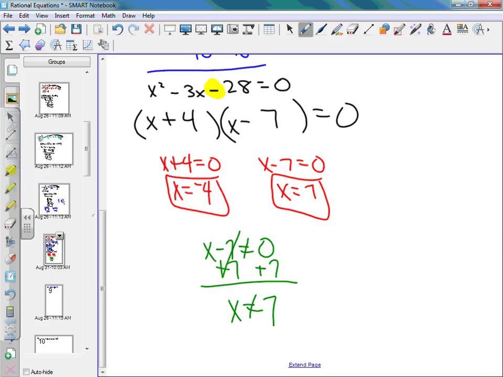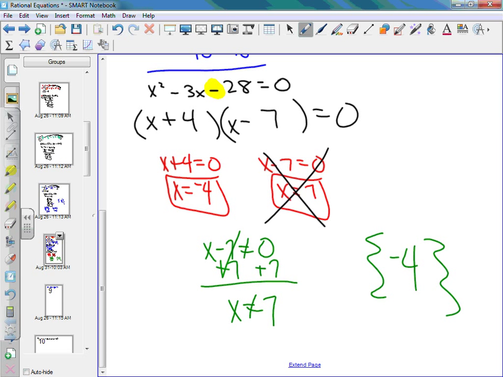Okay, add 7. That's what I got for it. And x cannot equal 7. Is 7 one of my answers? Is 7 one of my possible answers? Yeah. It is. So what do I have to do? Throw it out, and my only answer is -4.